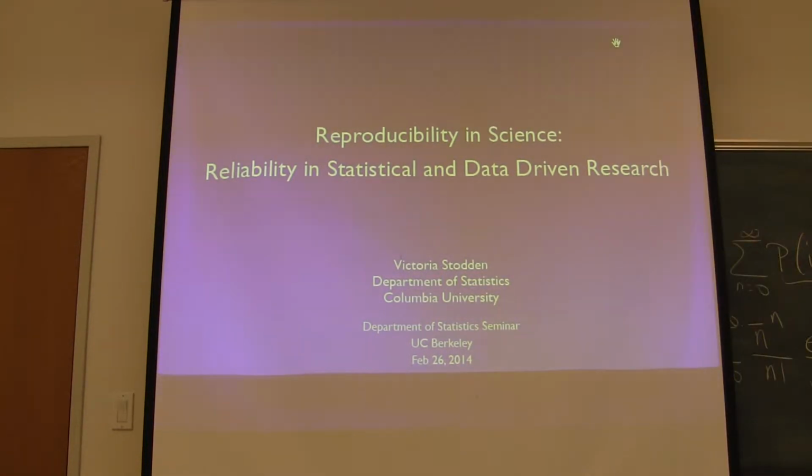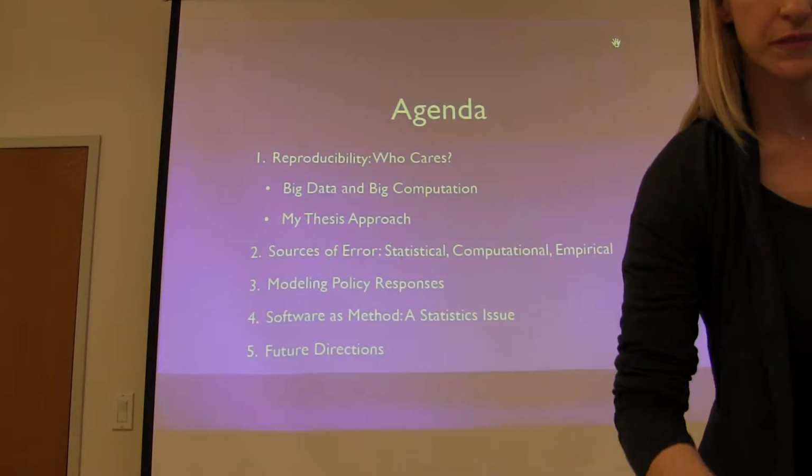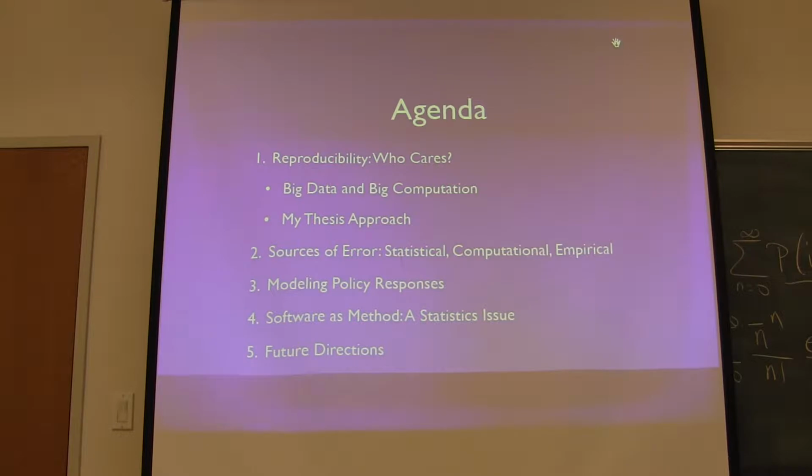Reproducibility in science, reliability in statistical and data-driven research. What I'm going to do is try and motivate, first of all, why this is an important problem that we need to think about and care about. It arises from issues in big data and big computation, so I'll try and trace how these changes are changing how we think about what it means to produce good inference and reliable conclusions from data.